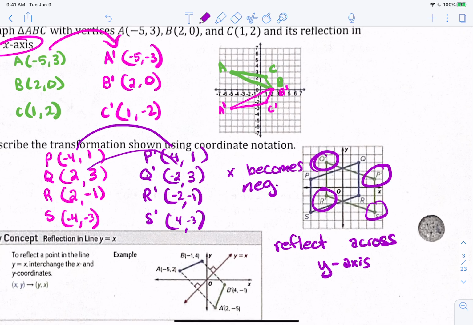Now you guys can see that using that figure, right? You can see that that's a reflection across the Y-axis? Yes. Okay?